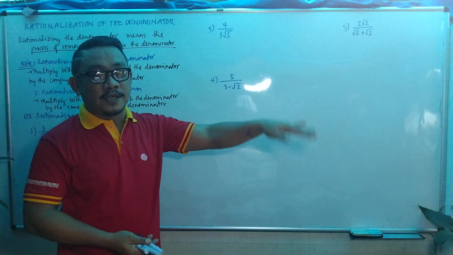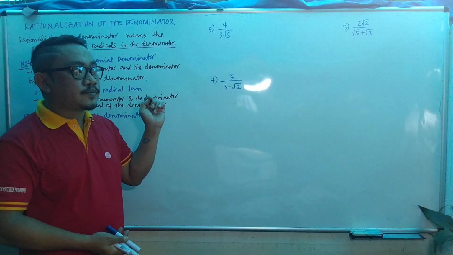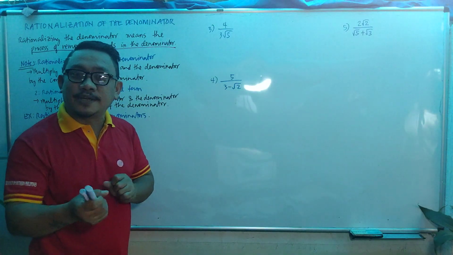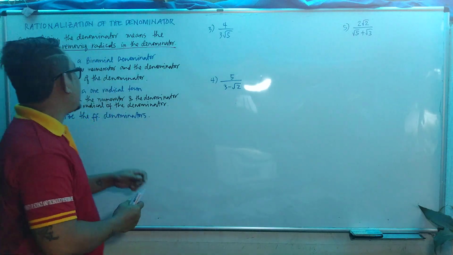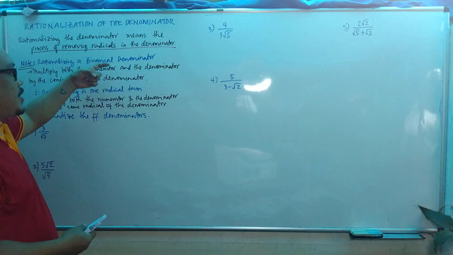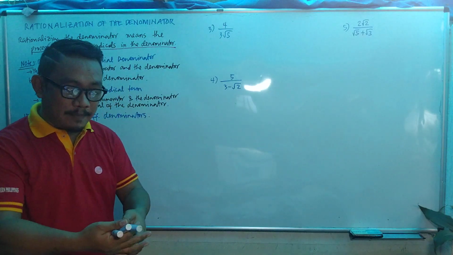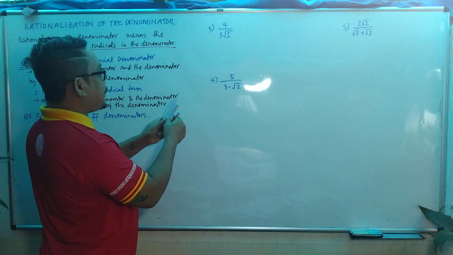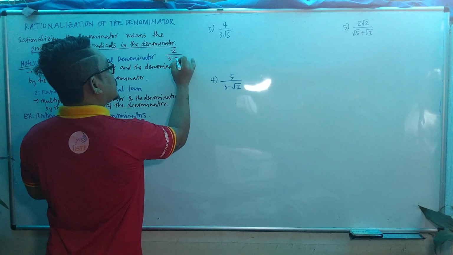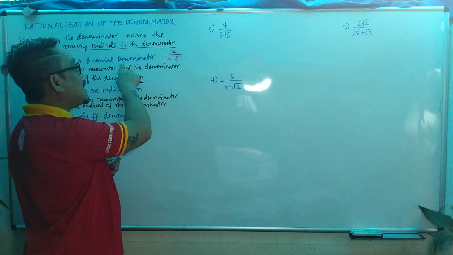So, before we can proceed to our examples, let us first consider some ideas to ponder before we go to the examples. Okay, take note that in rationalizing a binomial denominator, what does binomial denominator mean? It means the denominator has two terms. For example, 2 over 3 minus 2i. Okay? So, the denominator has two terms, 1, 2. So, meaning, the denominator is binomial.